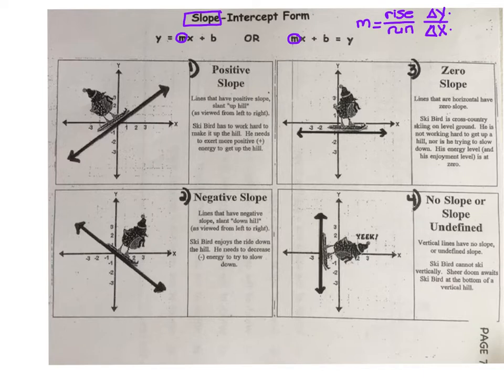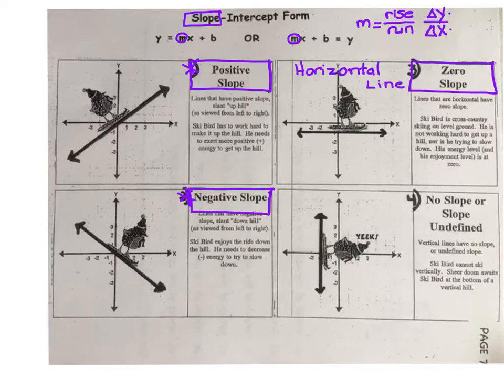Let's take a look at our 4 different types of slope. We have a positive slope and a negative slope. Positive slope goes uphill and a negative slope goes downhill. We'll talk about that in a moment. There's also a third case called a zero slope. This is a horizontal line, and this line has no rise and no run. It has a zero slope.